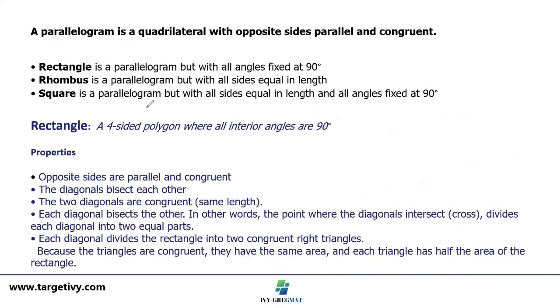So as we know, a parallelogram is a quadrilateral with opposite sides parallel and congruent. We can further extend it to something called a square, a rhombus, or a rectangle. So what's a rectangle? A rectangle is a parallelogram with all angles fixed at 90 degrees. That's the same as a square, but the sides differ. That's the only difference between a rectangle and a square. But what's a rhombus? It's a parallelogram where all the sides are equal in length. This is important. Otherwise, it's all okay.